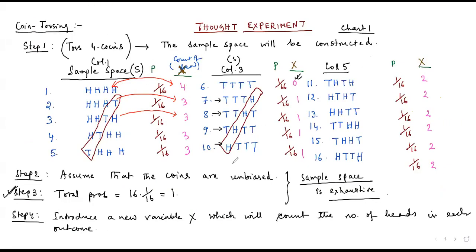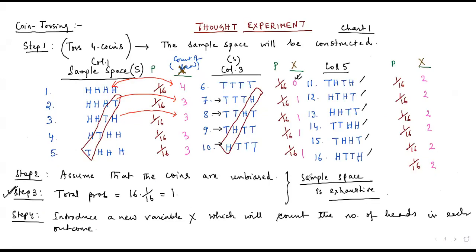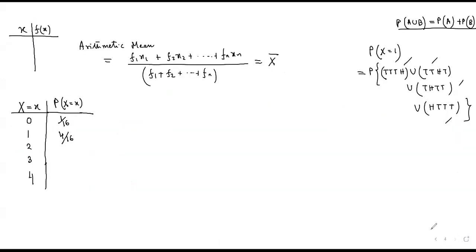Similarly, you can go for 2 also. For x equal to 2, how many of these types are there? These are the types, and there are 6 types. So that probability will be 6 by 16. Just a minute. This will be 6 by 16. I'm writing here 6 by 16.